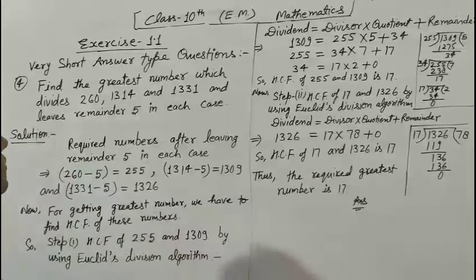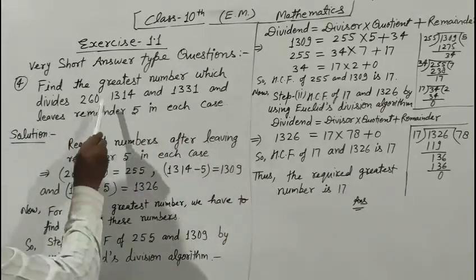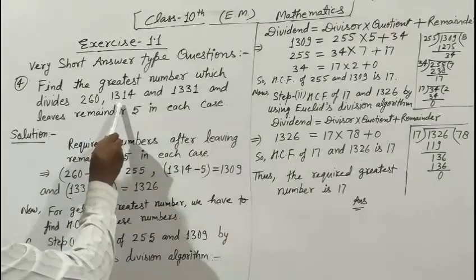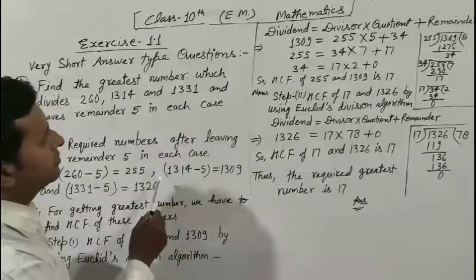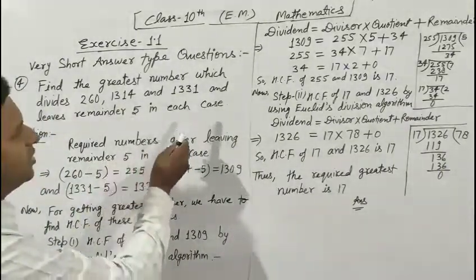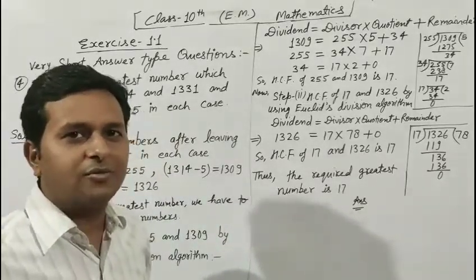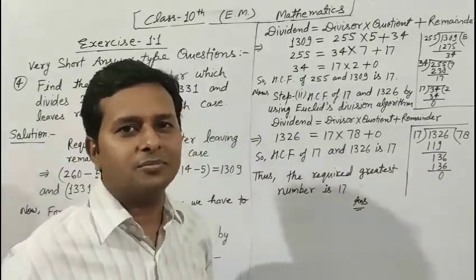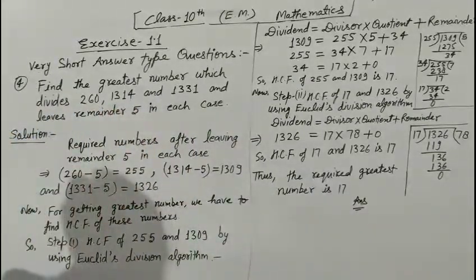Find the greatest number which divides 260, 1314 and 1331 and leaves remainder 5 in each case. You can find this question in your book, as we have sent on Telegram. Now, once again, let's understand this question.